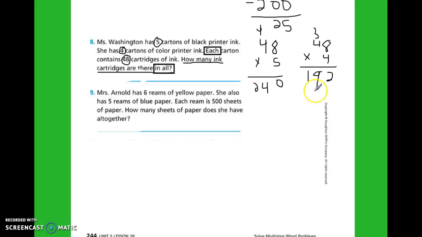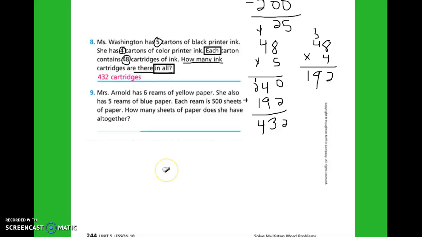And we're not quite done yet because they wanted it in all, so we're going to add 192 onto our 240. So we get 2, and we get 13. Carry our 1. So we get 432 ink cartridges in all. All right.